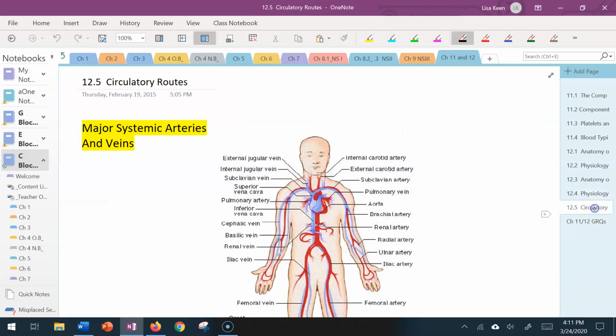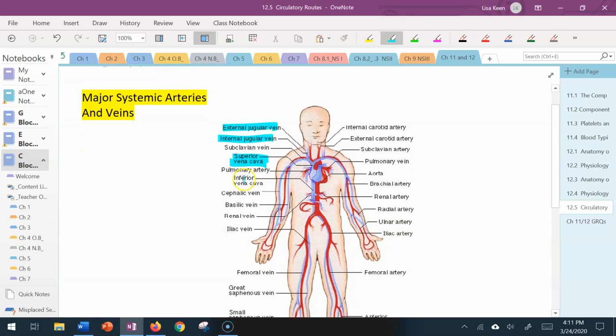When we look at some of the major blood vessels in the body, I think you're going to be familiar with quite a number of them. You've got the external and internal jugular veins, which eventually are going to lead to the superior vena cava. You also know you've got an inferior vena cava. Some of the major arteries on the upper portion of the body would be the internal carotid and external carotid, which are going to branch off the aorta. You also know that the aorta is the largest artery. The brachial artery is the one we're going to take blood pressure from with a sphygmomanometer.